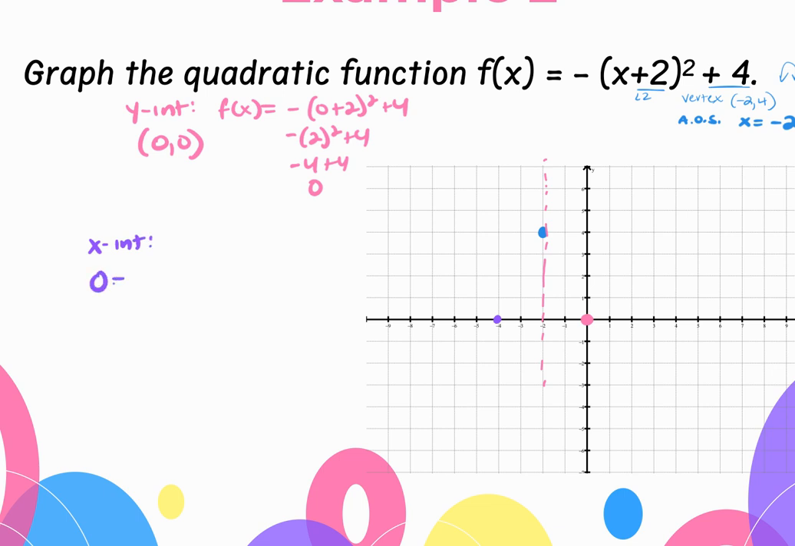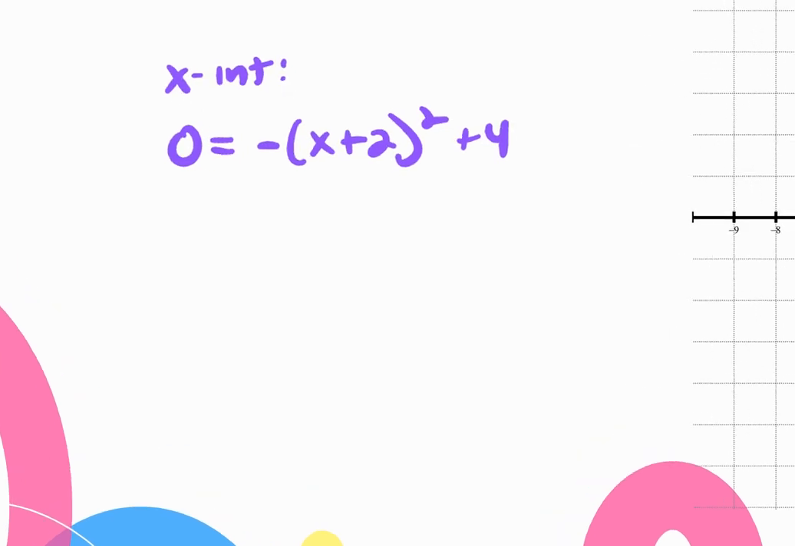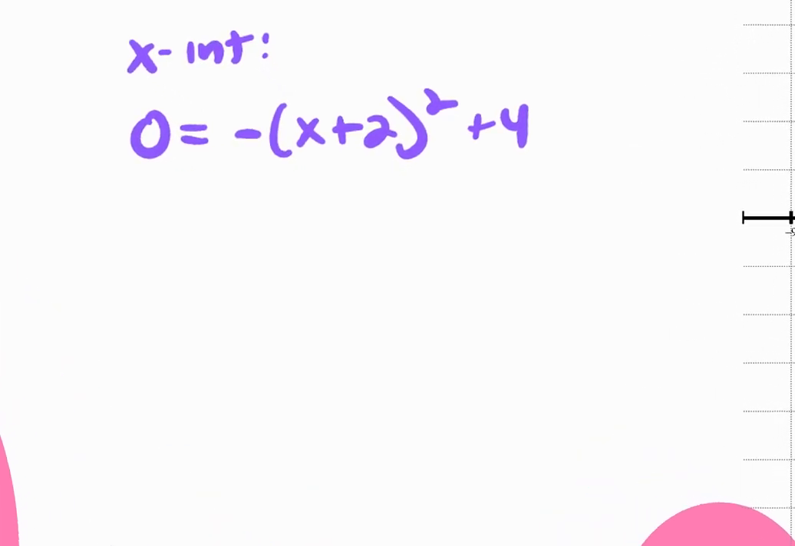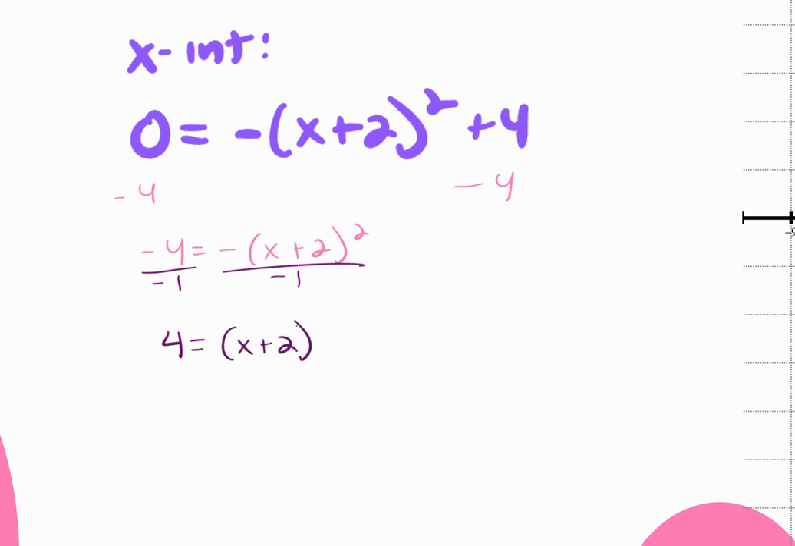So I get 0 equals negative (x plus 2) squared plus 4. And now I'm going to solve for x. So I'm going to subtract the 4. Before I can square root, I've got to get rid of this negative. So I either divide or multiply by negative 1. I get 4 equals (x plus 2) squared.